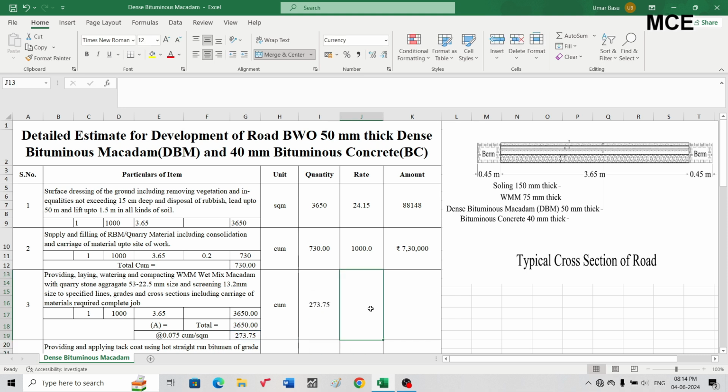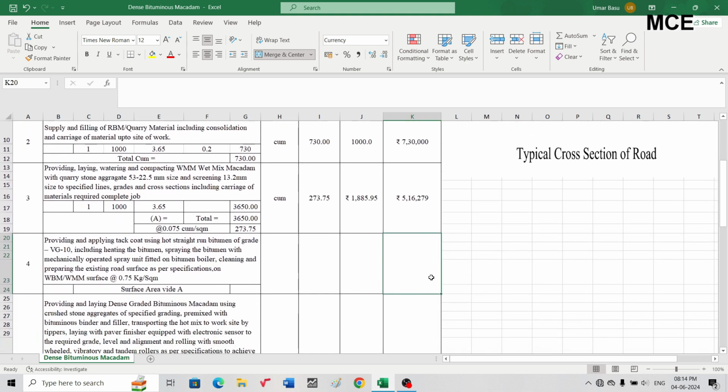The rate for this in SOR is equal to 1885.95 rupees per cubic meter. So the amount will be quantity in cubic meter multiplied by the rate per cubic meter, so it will be 5,16,279 Indian rupees.